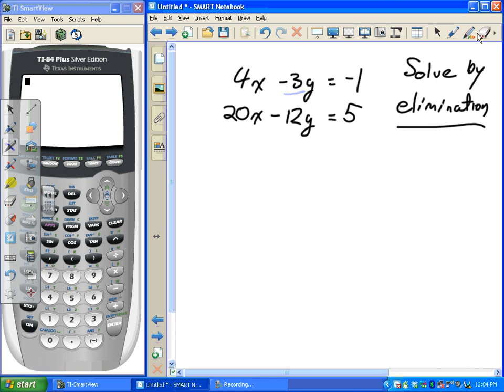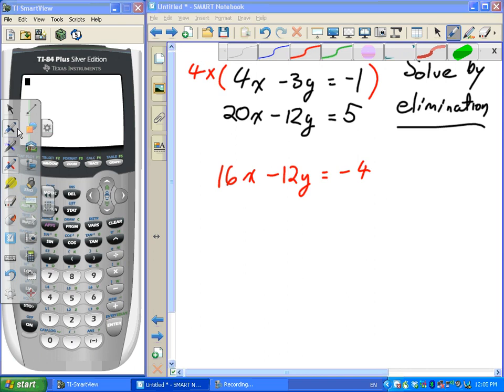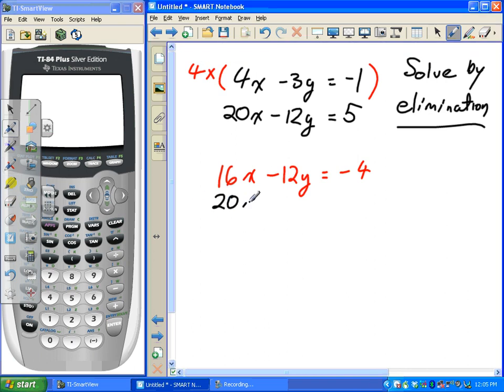So in other words, I'm going to need to multiply the entire first equation by what? Anyone know? 4. By 4. That's right. When I multiply it by 4, I end up with 16x minus 12y equals -4. My other equation stays the exact same: 20x minus 12y equals 5. And because we're solving by elimination, to eliminate the -12 and the -12, I would add these together. I could always subtract them, but subtracting them won't eliminate those two.